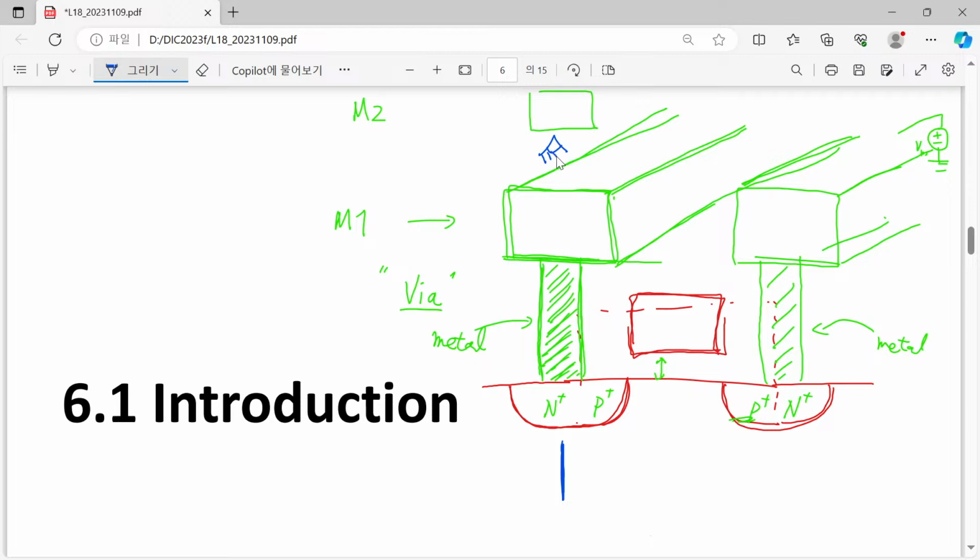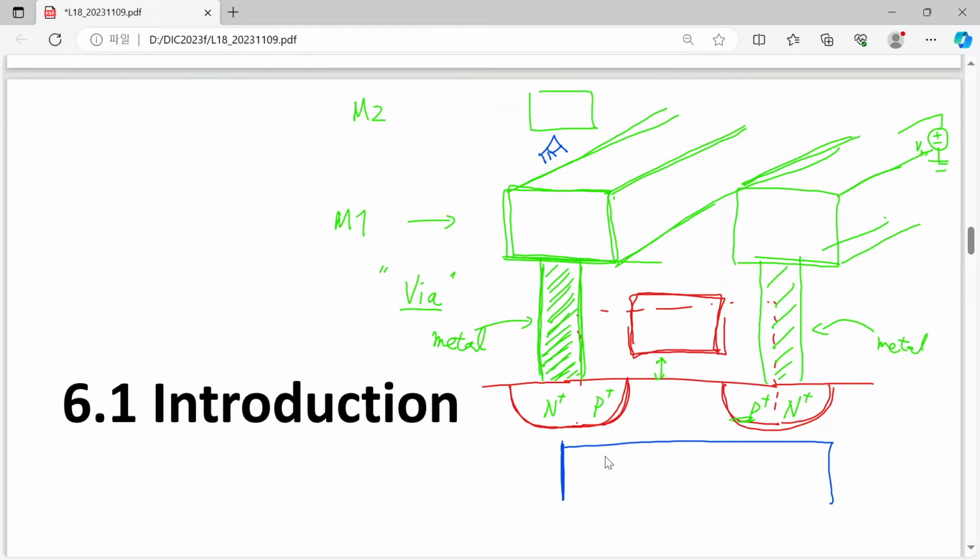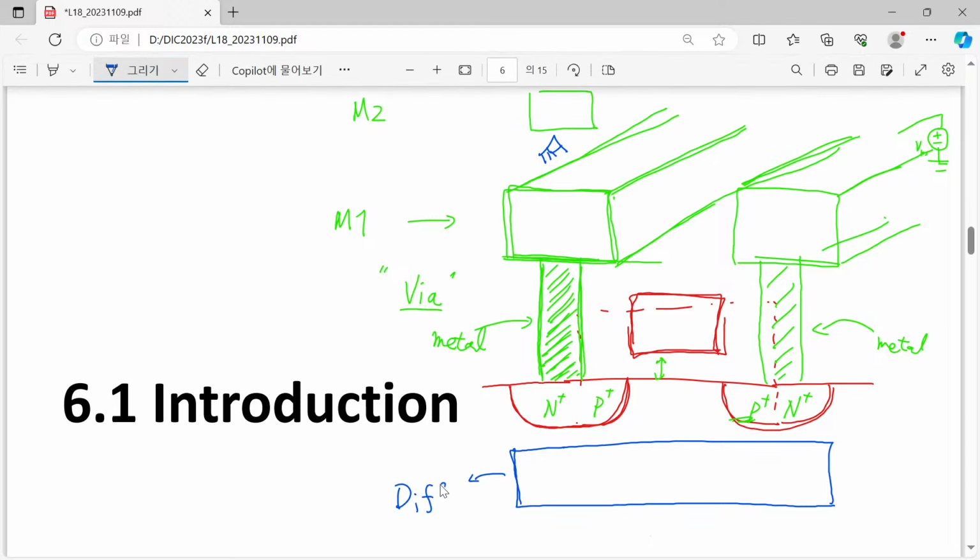So when you have a look at it from the top, how does it look? It will just be drawn in this way. If we have a look at the transistor from the top side, then this part and this part will be drawn as a single rectangle. Yes, this is called diffusion.